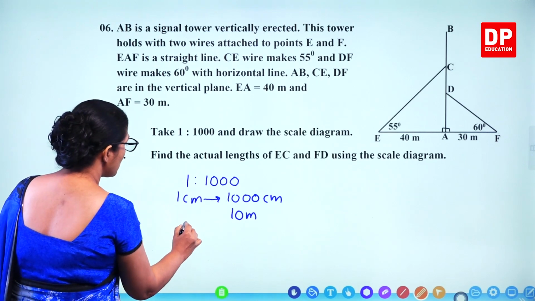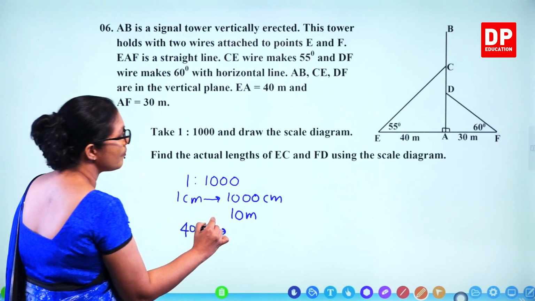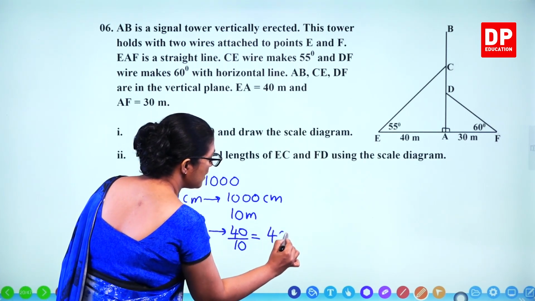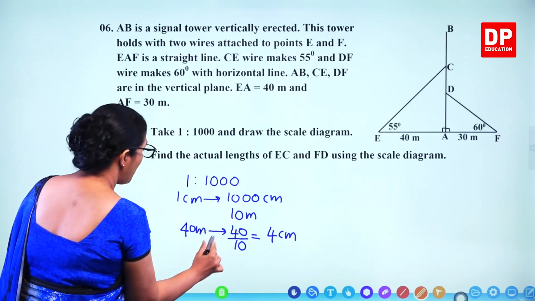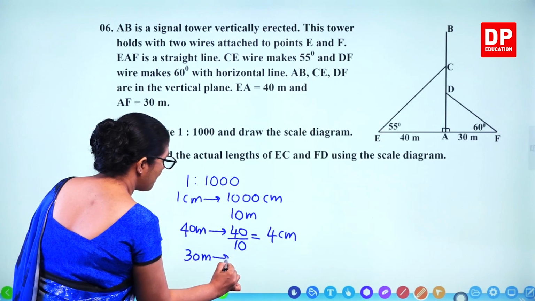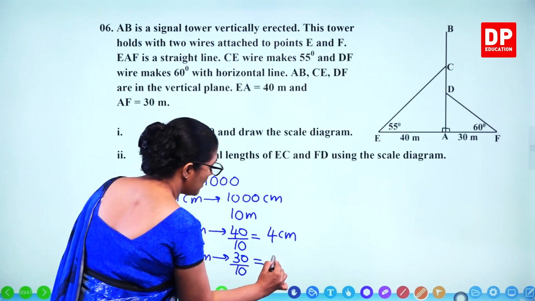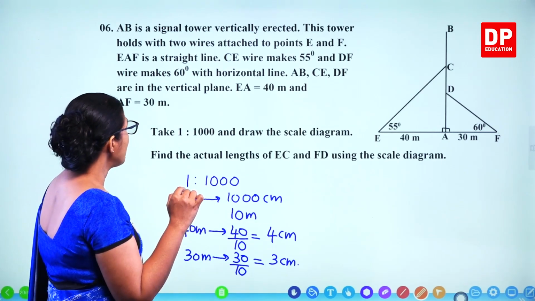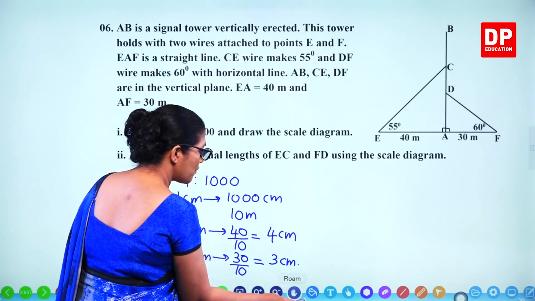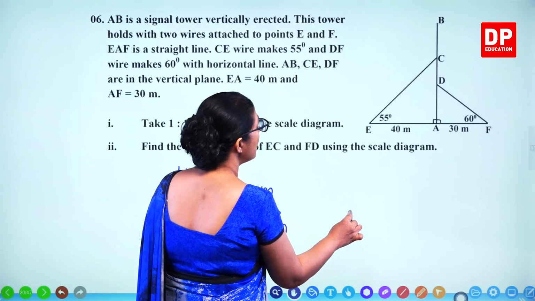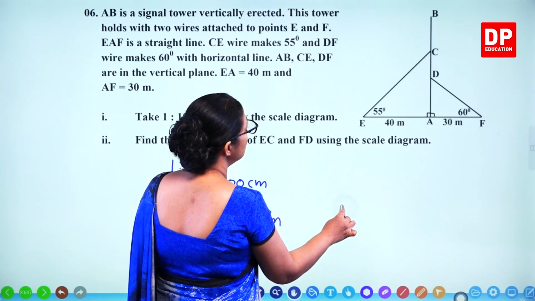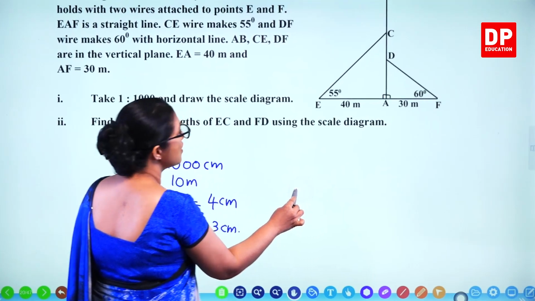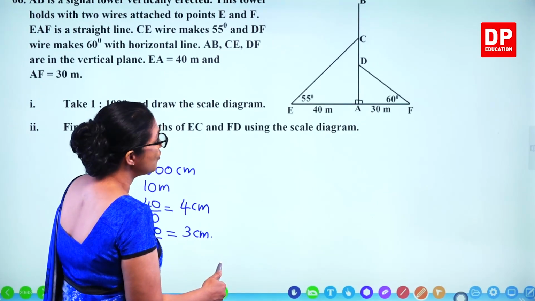So what are the lengths? 40 meters means 40 divided by 10, that's 4 centimeters we have to take. 30 divided by 10, that's 3 centimeters. Now we'll draw the scale diagram. So what you have to do is take the ruler and the protractor, which you can use to measure angles.